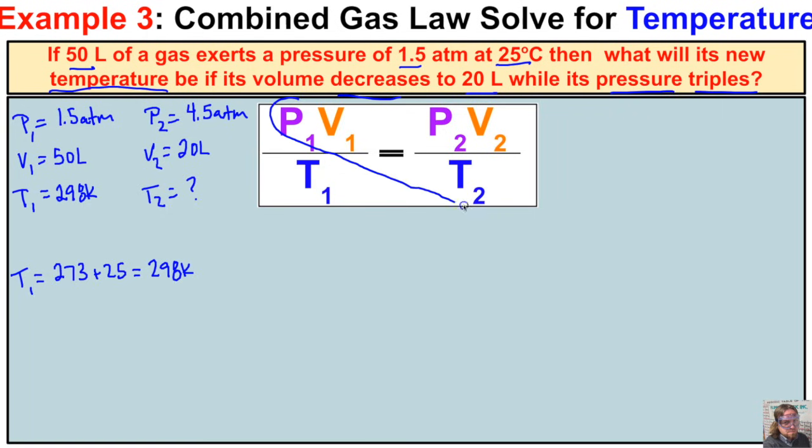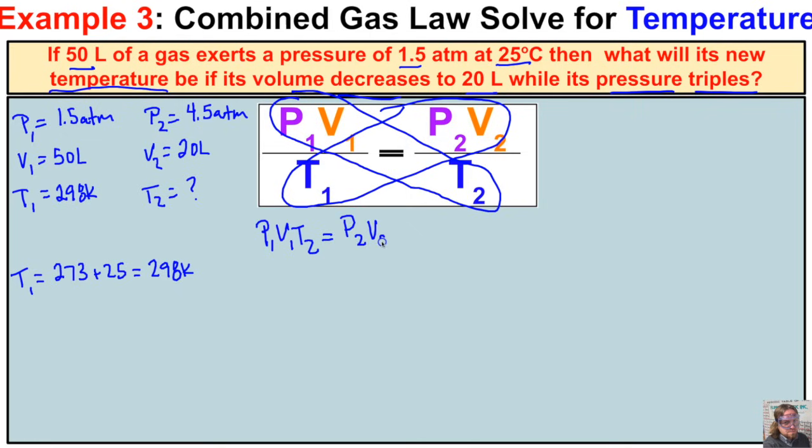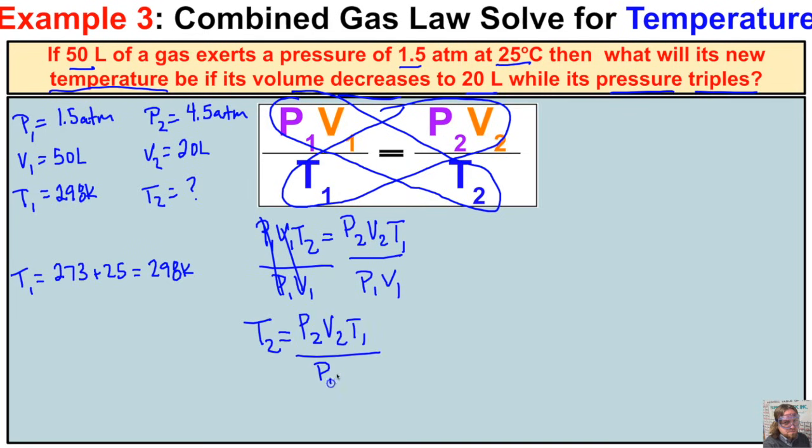So if we take a look, we can cross multiply to get rid of these fractions. Nobody likes fractions, so we're going to cross multiply. And what we're going to end up with is P1 V1 times T2 equaling P2 times V2 times T1. And so now we're asked to solve for T2. So we're going to divide both sides by P1 and V1. P1 and V1 are going to cancel from the left-hand side, and so T2 is going to equal P2 times V2 times T1 all over P1 times V1. And so now we can just start plugging these numbers in.